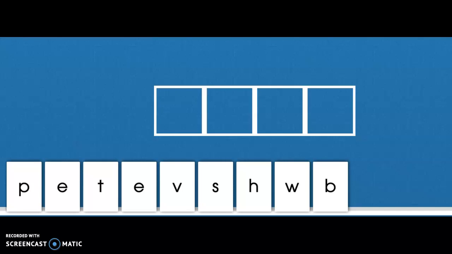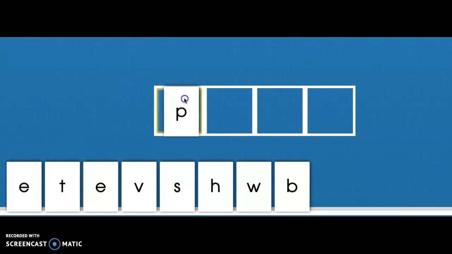Hello, kindergartner readers. It is time to blend again. Remember, blending is sounding out the sounds of letters and blending them together to sound out the word. We are going to start with a p.